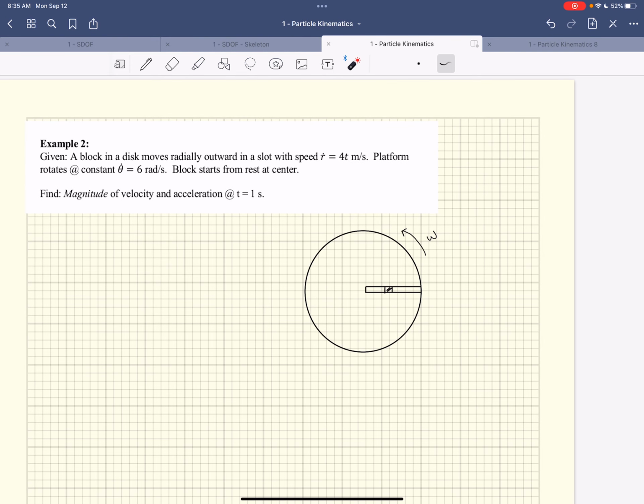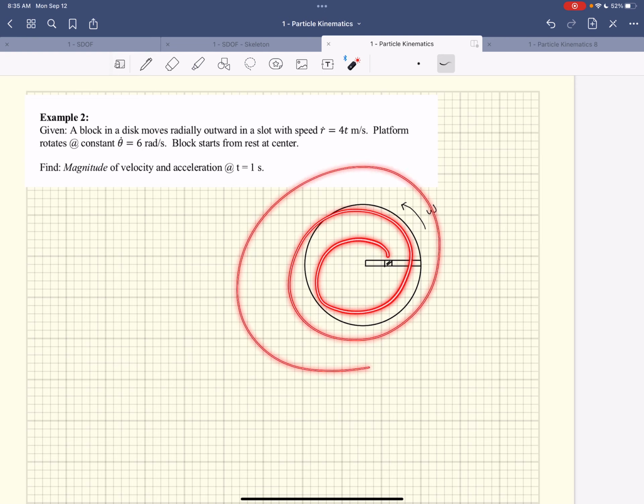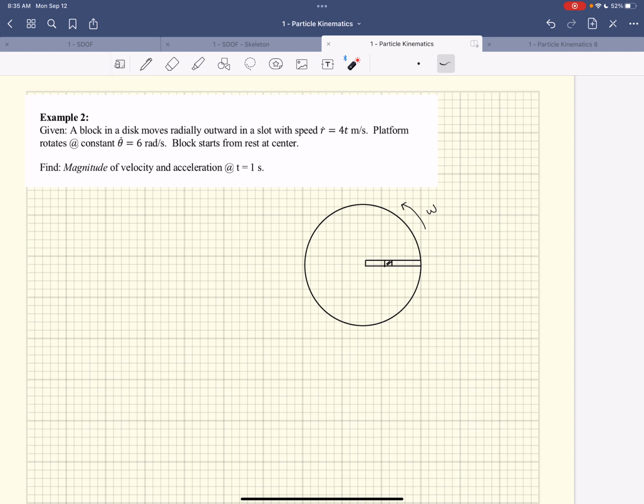Okay, this one's a little more interesting. A block in a disc. So this little block right here can move inside of that disc. It's not in a fixed location, right? This one tells you polar coordinates, right? Because normal tangent wouldn't work because that path is kind of going in a spiral. So polar coordinates is your best bet here. That thing's moving around the slot.